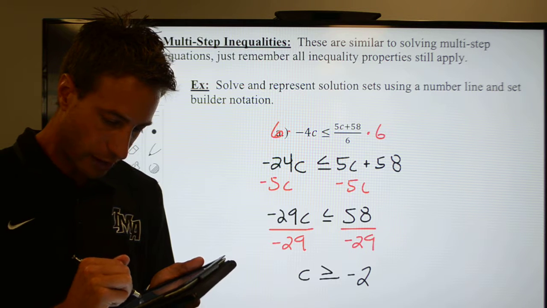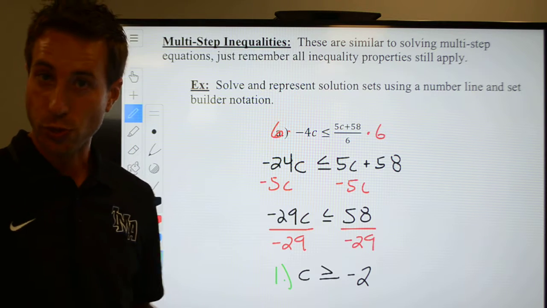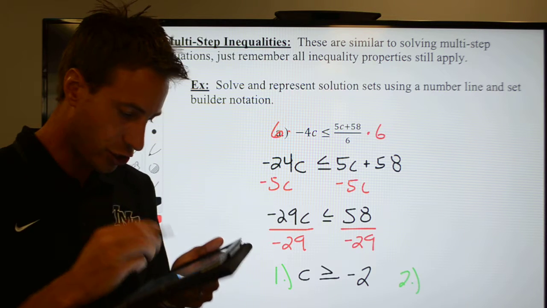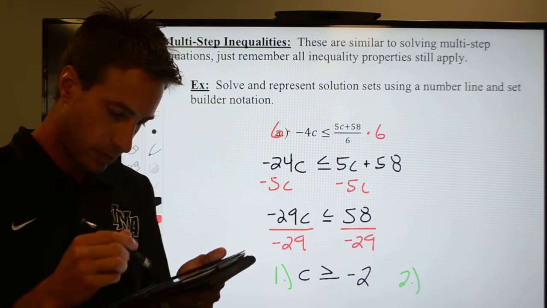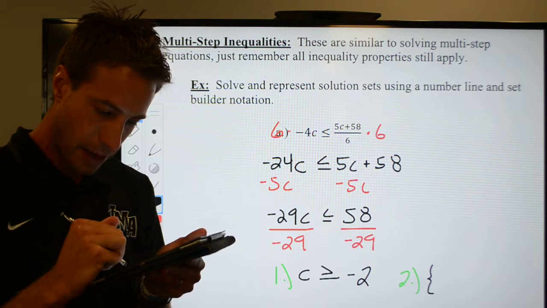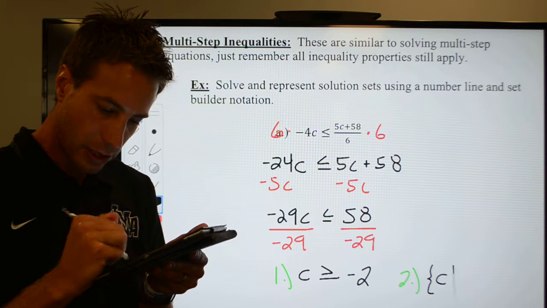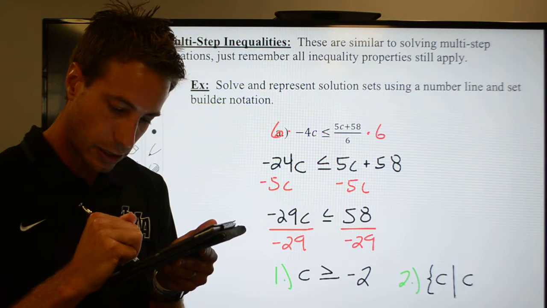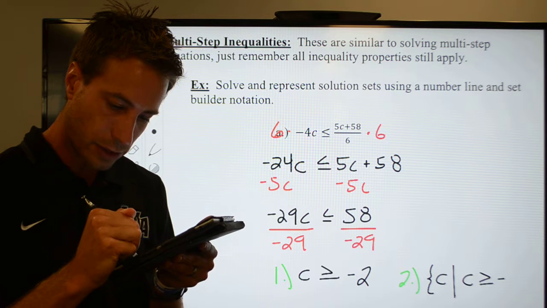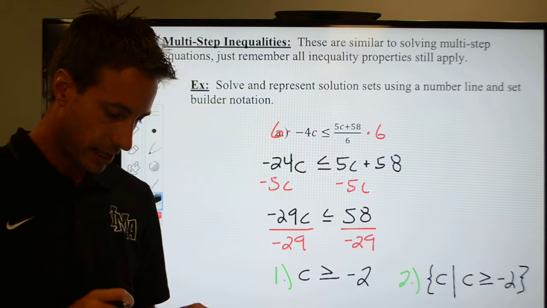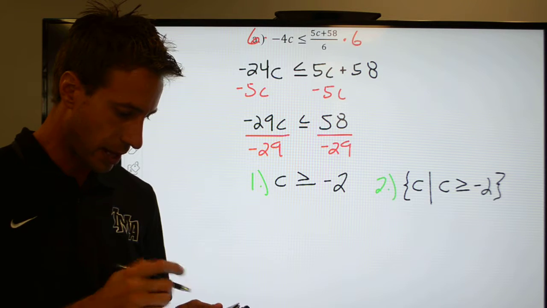Okay, that's the first way of writing this solution. I want you to write it all three ways, so let's go ahead and get my set builder notation. I'm going to need my brace. My variable is c, and it's all values of c such that c is greater than or equal to a negative 2. And we'll go ahead and close those braces up. Let me slide this guy up a little bit so we can get my number line in here.